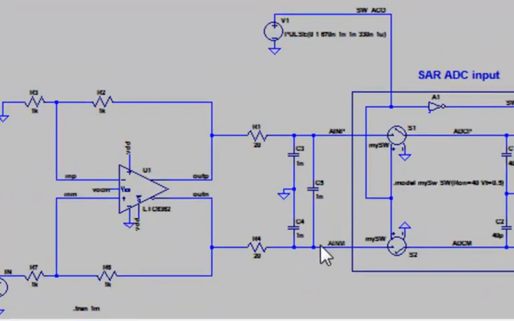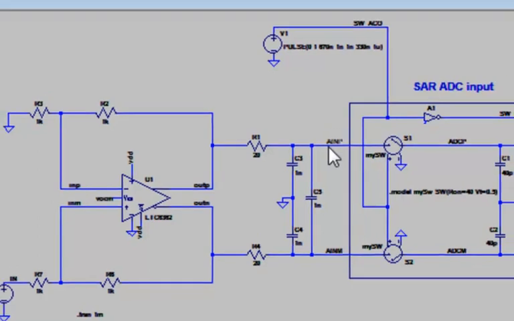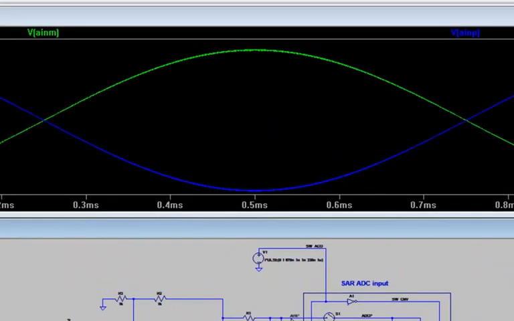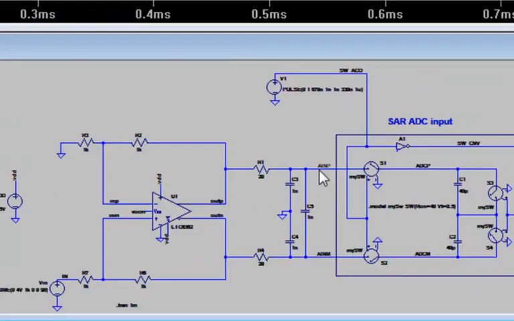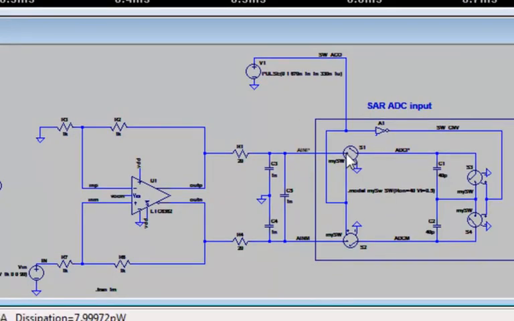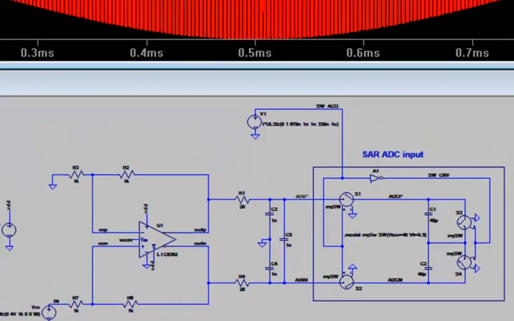As I plot the analog inputs into the ADC, I see the expected voltage sine waves, with each node swinging between 0.5 volt and 4.5 volt. Now I'm also going to plot the current coming out of the sample switches. This is the dynamic load that the ADC places on the driving network. We see this current waveform.